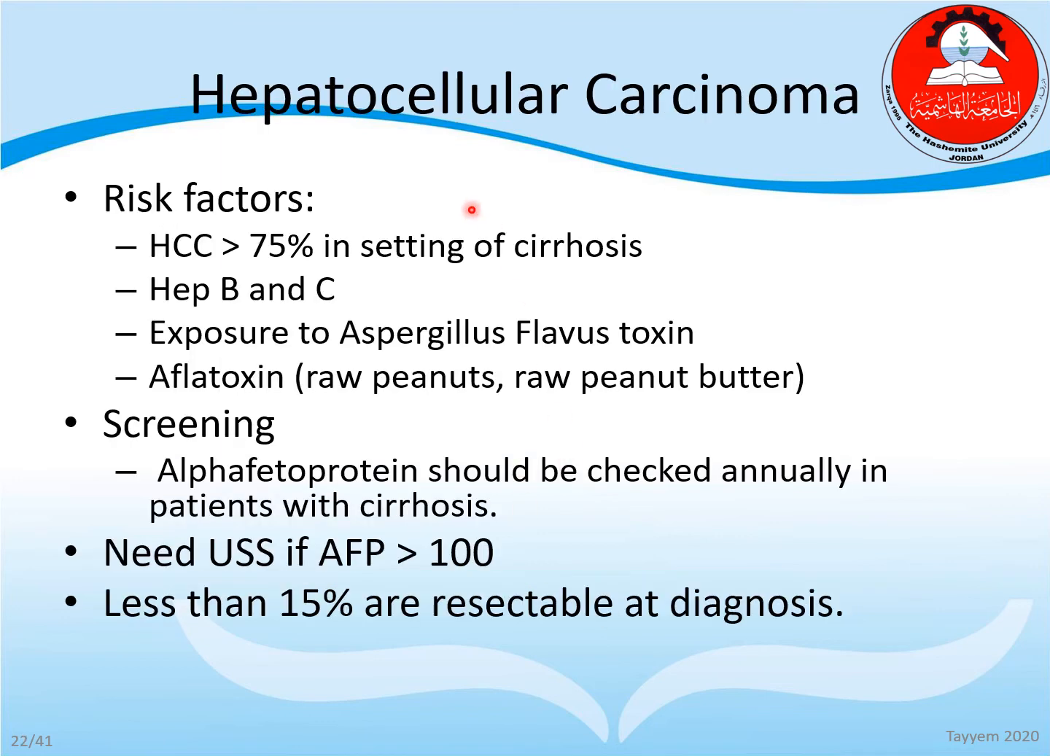Hepatocellular carcinoma: the risk is mainly in patients with cirrhosis and usually with hepatitis B and C, and exposure to Aspergillus flavus toxin, or aflatoxin. All of these are risk factors for hepatocellular carcinoma. Screening by alpha-fetoprotein is mandatory in patients who suffer from cirrhosis. If the alpha-fetoprotein is raised, then an ultrasound scan is needed. Unfortunately, less than 15% of affected patients have resectable disease at the time of diagnosis.